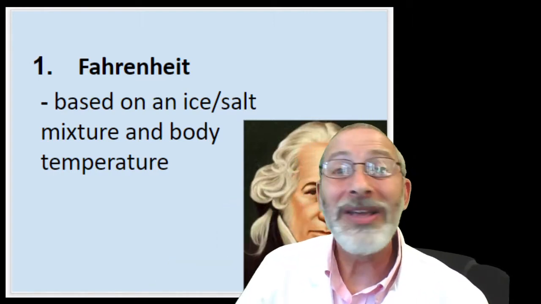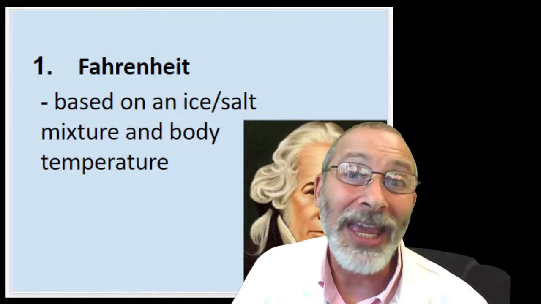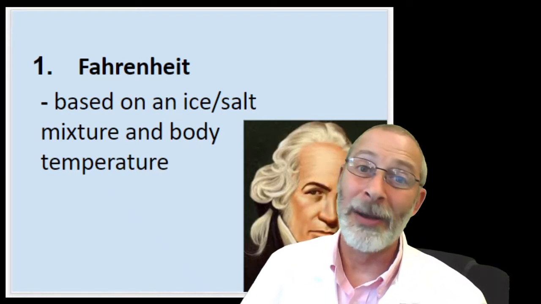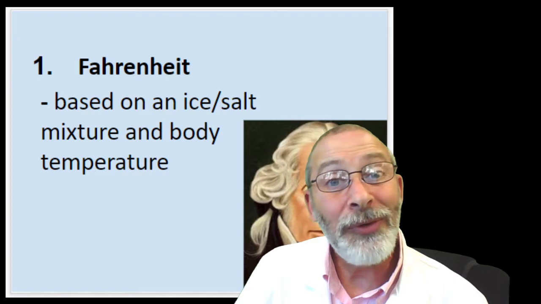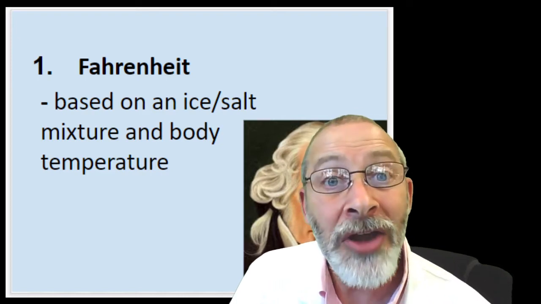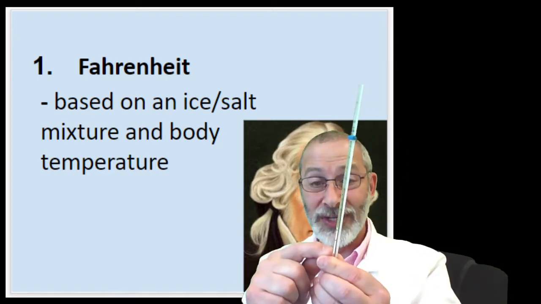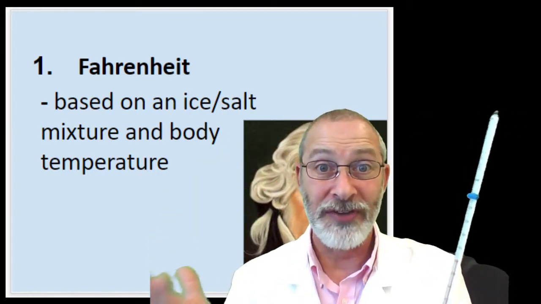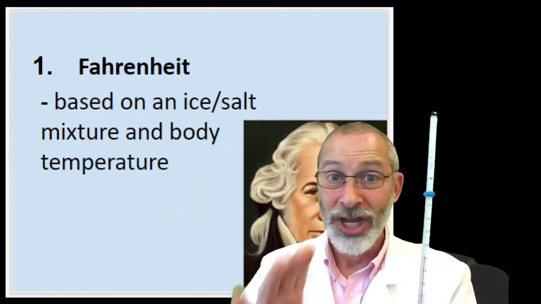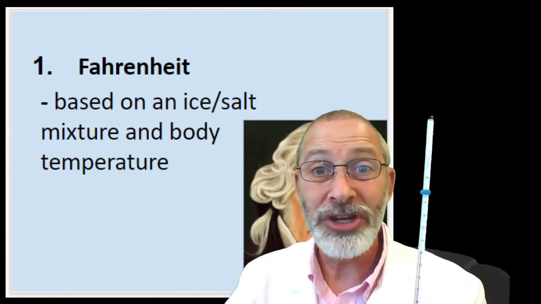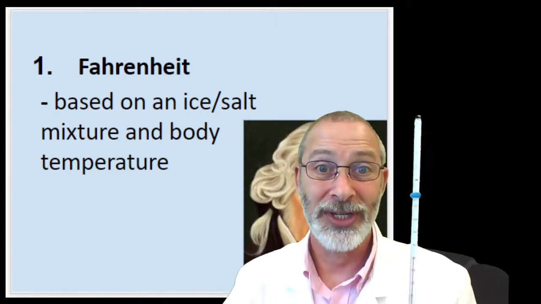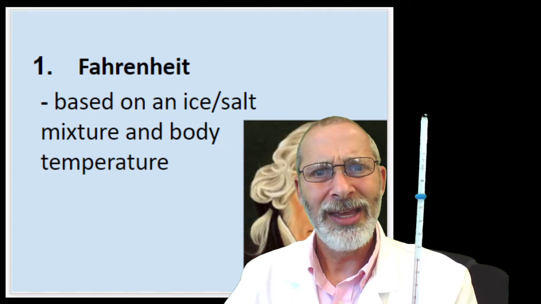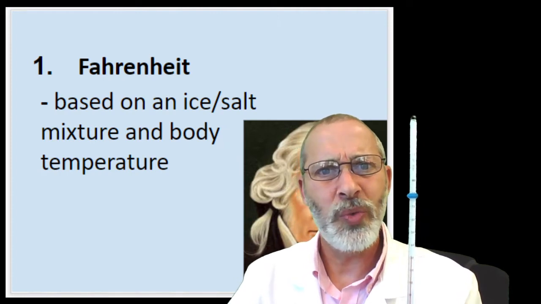No, it wasn't 98.6. That would be a silly number for him to write. He wrote the number 100. After all, 0 to 100, that's a nice scale if you're developing a scale from scratch. 0 and 100 are good numbers to use. So why did Fahrenheit use 100?